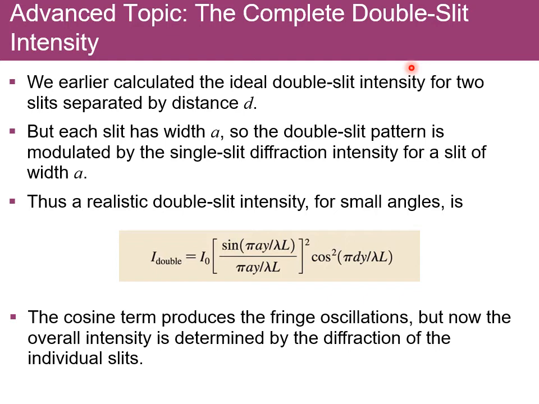Thus, in practice, the double slit intensity for small angles is then I double equals I naught times the quantity squared of sine of pi a y over lambda L divided by pi a y over lambda L, end quantity squared, times cosine squared of pi d y over lambda L. The cosine term produces the fringe oscillations, but now the overall intensity is determined by the diffraction of the individual slits.